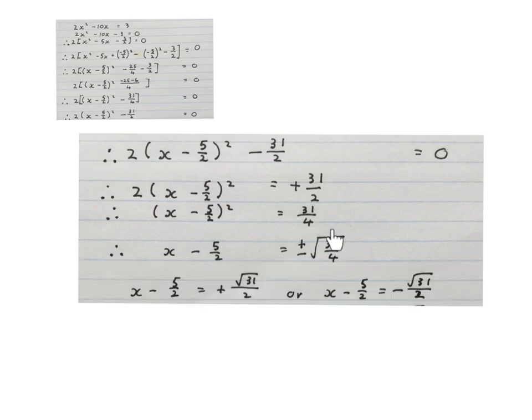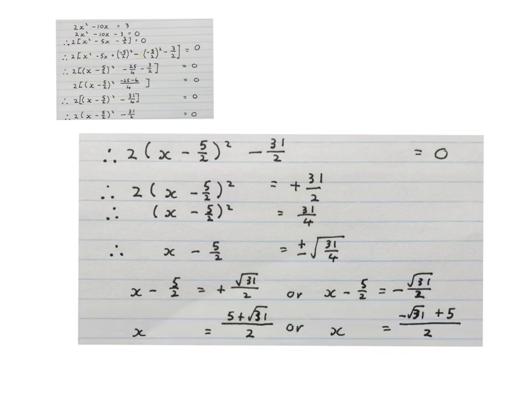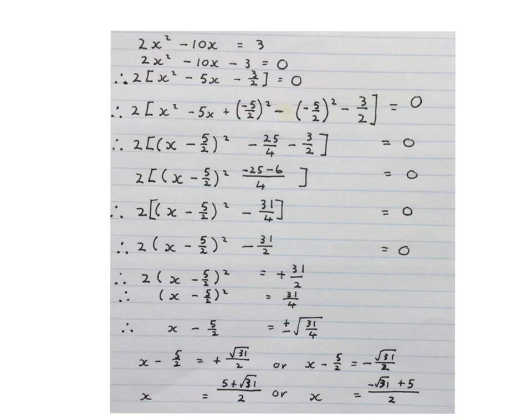Careful, I square rooted this 4 and it became a 2. So I get x minus 5 over 2 is equal to plus this, or x minus 5 over 2 is equal to minus this. Your final answer will look like this on a calculator. You can also round it off if they ask you to. Please stop the video and make sure you understand what happened from the top to the bottom. The question would have said, use completion of the square to solve for x.